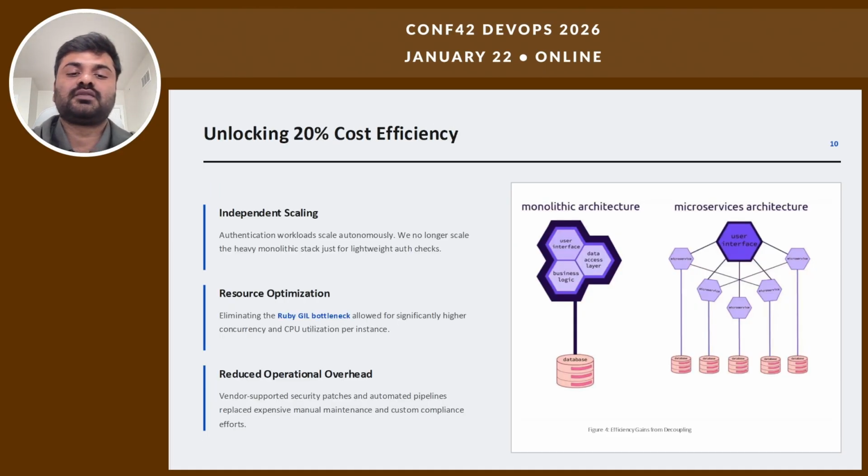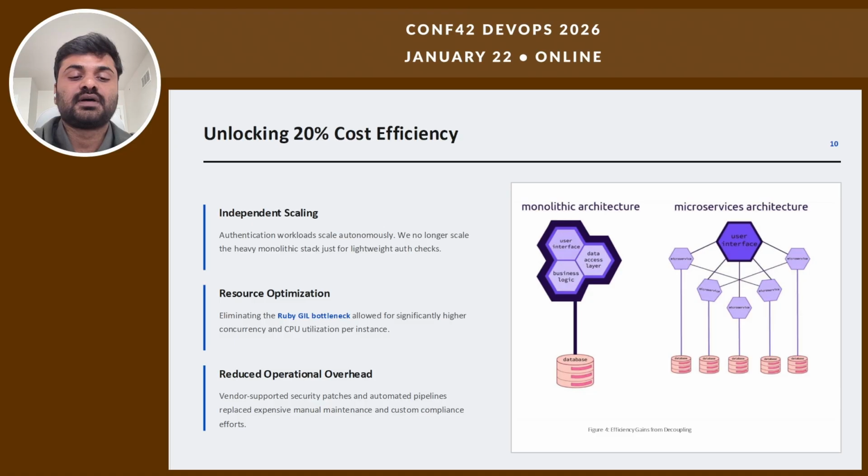So let's dive into that 20% cost efficiency, because it is a direct result of moving away from monolithic architecture. The biggest driver was independent scaling. We no longer had to scale the entire heavy Ruby stack just to handle the lightweight authentication checks. By decoupling the authentication workload, we optimized the resource allocation dramatically. And secondly, we eliminated the Ruby bottleneck, like not being able to use multi-core. And we got more work out of less hardware.